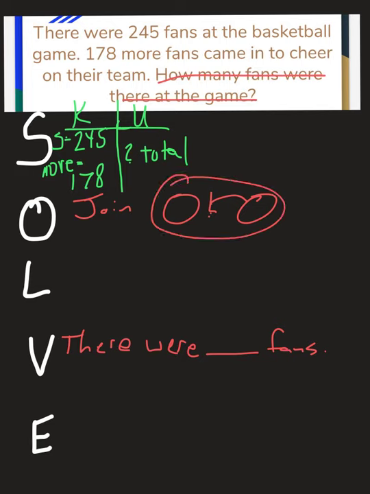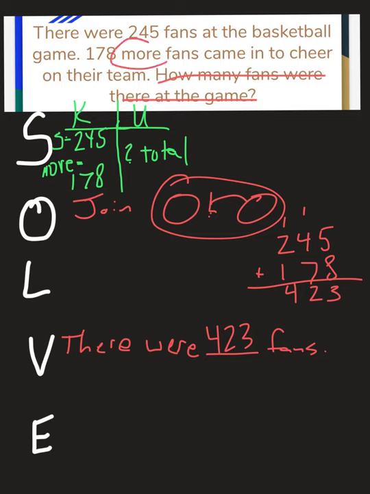So pretty straightforward. We started with 245 fans, 178 more came in. If we think about what we're seeing, more people come in, so we're adding. 5 plus 8 gives us 13, 7 plus 4 plus 1 gives us 12, 2 plus 1 plus 1 is 4. So we've got 423 fans.